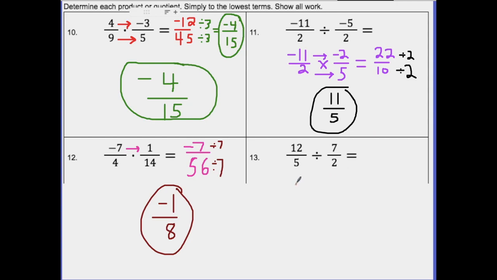Last one here is division. So remember, we've got to take our second fraction and flip it. Some of us think of keep, flip, change. And it would help if we wrote the right number there. So 2 over 7 goes here. And it leaves me with 24 over 35. And we can't simplify that any further than that.